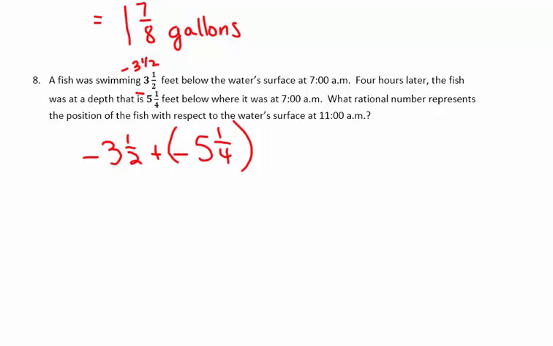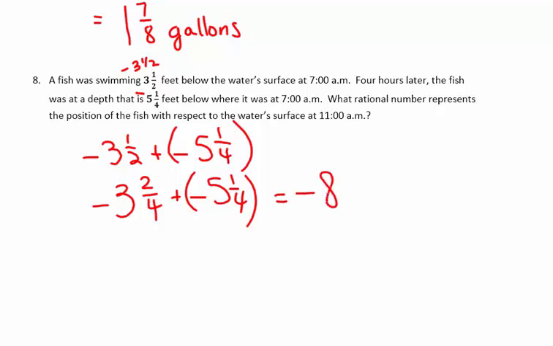Common denominator from here is 4, so it's negative 3 2/4 plus negative 5 1/4. The signs are the same here, sorry. So I add the numbers together. That's 5 and 3 is 8. Add the numerators, that's 3. Keep the denominator the same, so negative 8 3/4 feet below the surface.